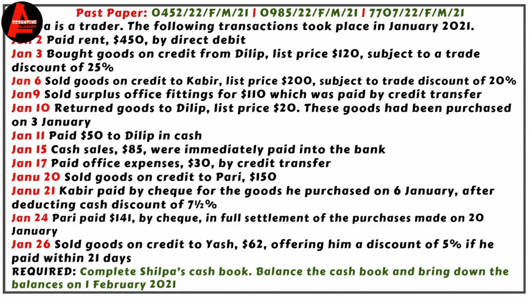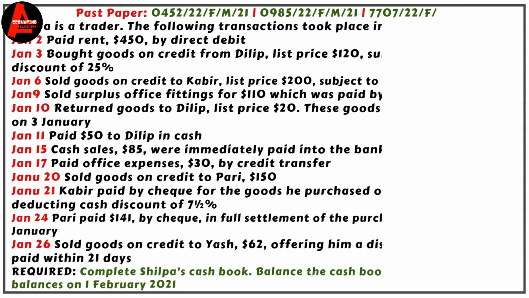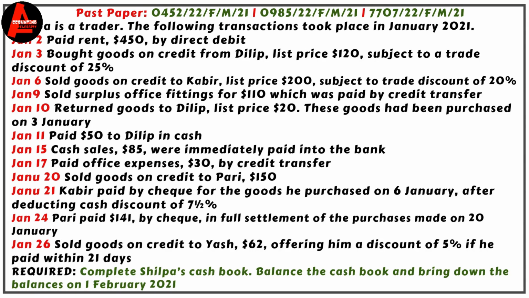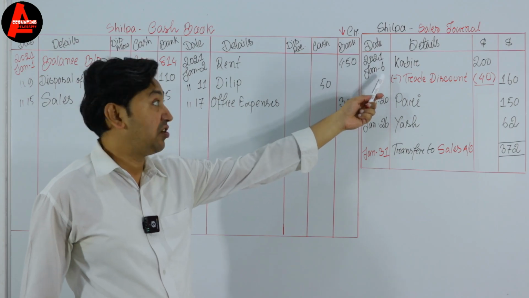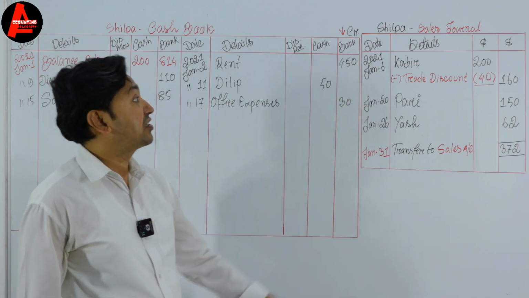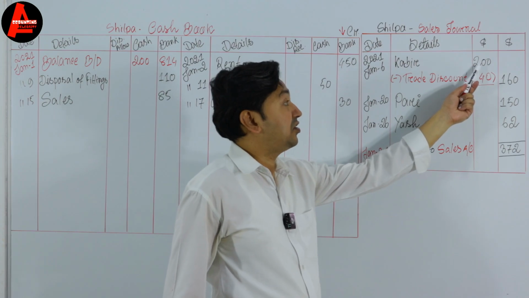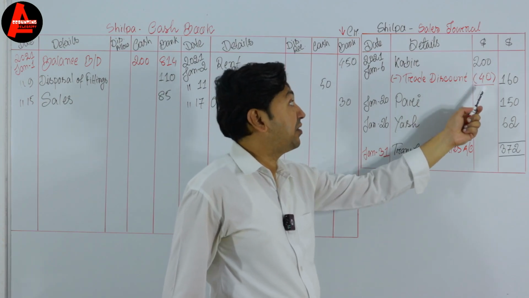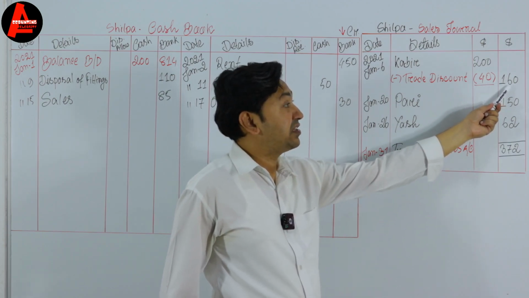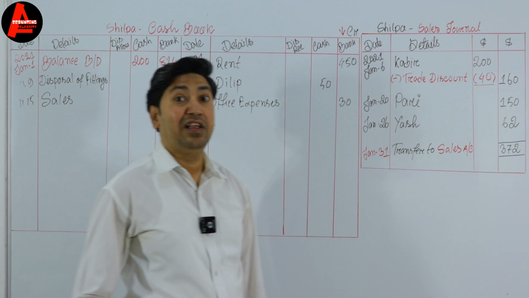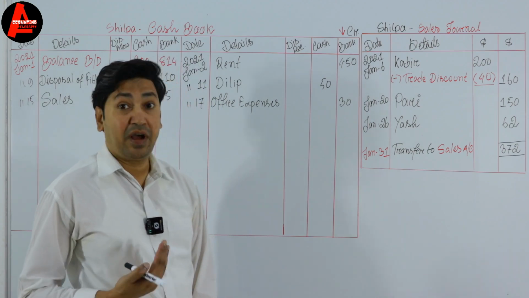Then 21, we have here Kabir paid by cheque for the goods he purchased on January 6 after deducting cash discount of 7.5%. So January 6, we sold goods to Kabir. We recorded this transaction here in the sales journal because this is not a cash related transaction. So the selling price was $200. It's a list price actually. From here we subtracted trade discount. Then the net selling price is $160. This amount is now paid by Kabir.